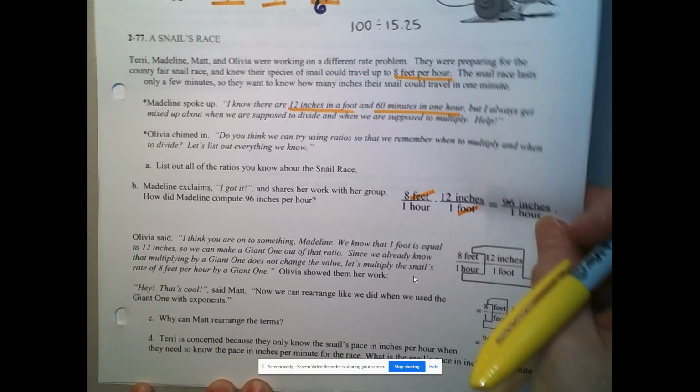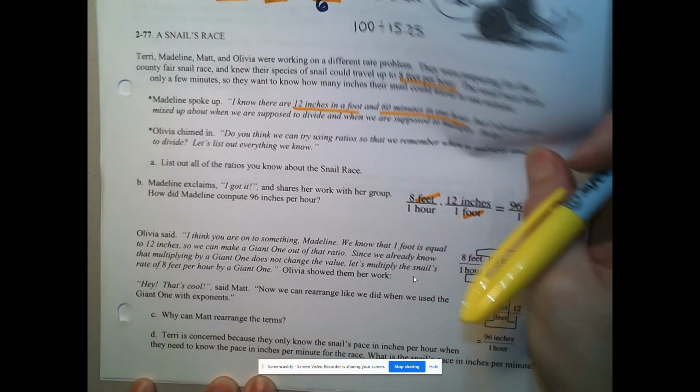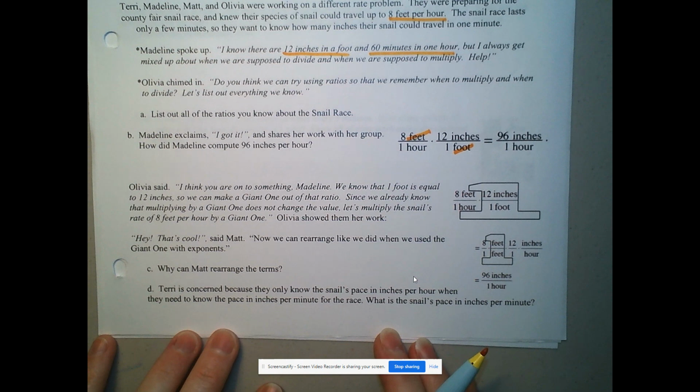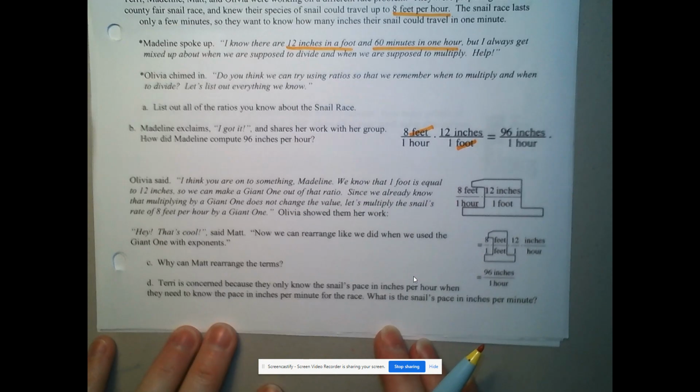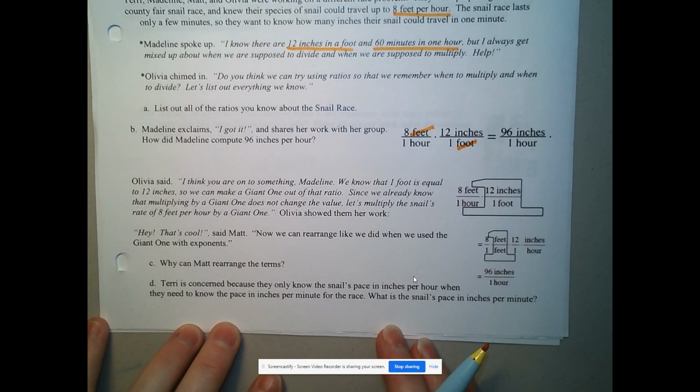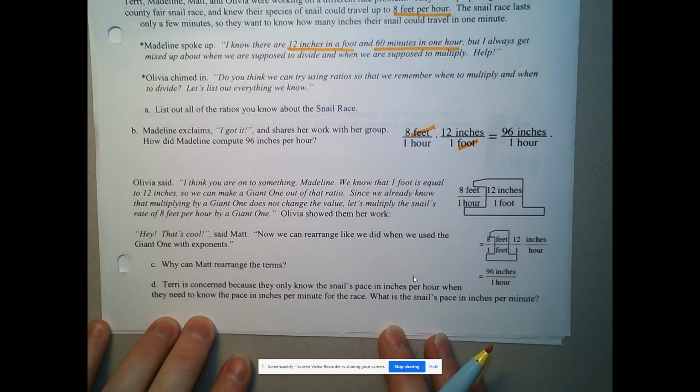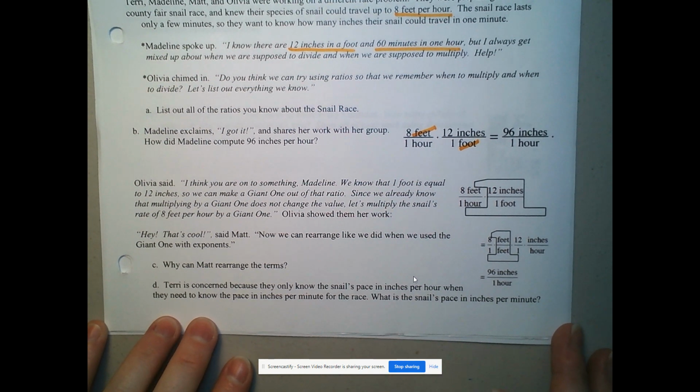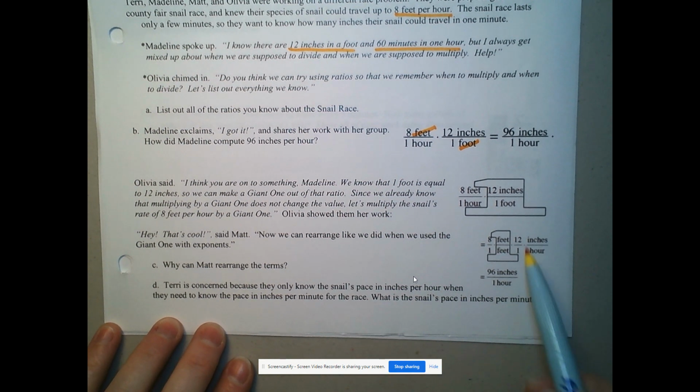"I think you're onto something, Madeline. We know that 1 foot is equal to 12 inches, so we can make a giant 1 out of this ratio. Since we already know that multiplying by a giant 1 does not change the value, let's multiply the snail's rate of 8 feet per hour by the giant 1," and showed her work. "Hey, that's cool," said Matt. "Now we can rearrange like we did before."